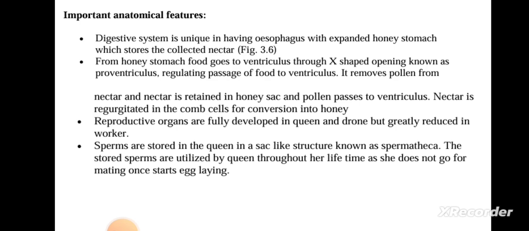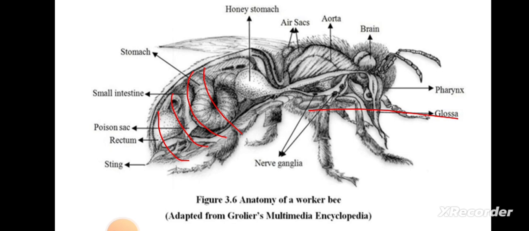Reproductive organs are fully developed in queens and drones but greatly reduced in workers. Sperms are stored in the queen. Mating won't take place regularly, but sperms are, in the beginning only, stored in the queen in sacs, a structure known as the spermatheca. The stored sperms are utilized by the queen throughout her lifetime, as she does not go for mating once she starts egg laying.